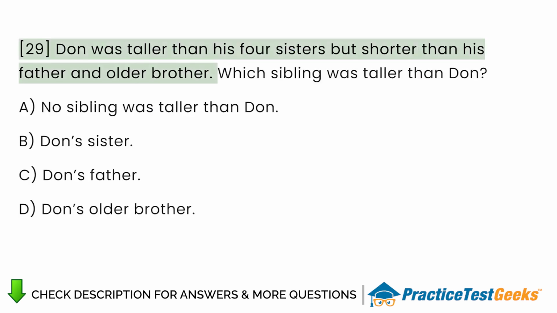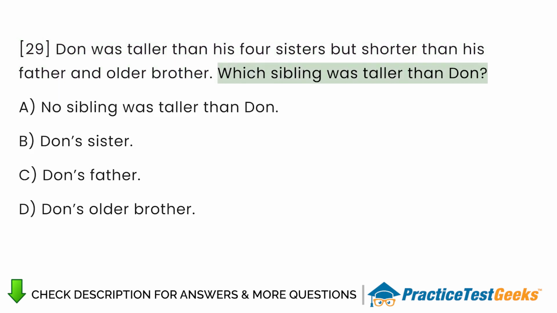Don was taller than his 4 sisters but shorter than his father and older brother. Which sibling was taller than Don? A. No sibling was taller than Don. B. Don's sister. C. Don's father. D. Don's older brother.